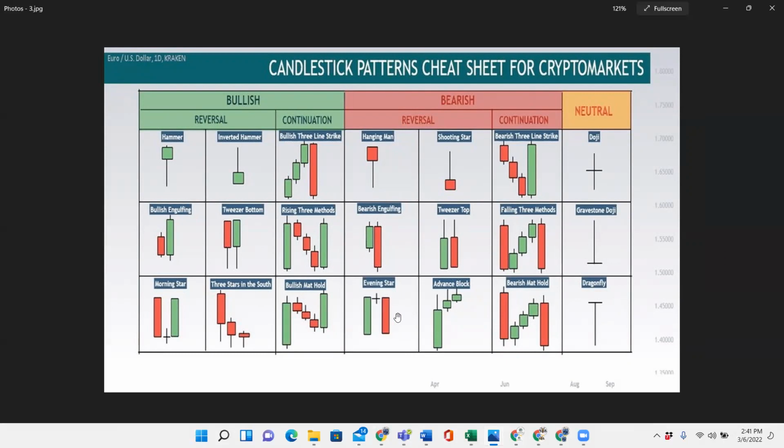I like to trade off of the evening star also, and the morning star. Those are two of my favorite ones to trade off of too. We have the advanced block, which is over here. So these are basically reversal patterns. So we were in a bearish market. Now we're going to be in a bullish market.